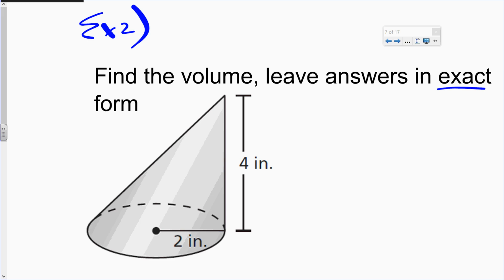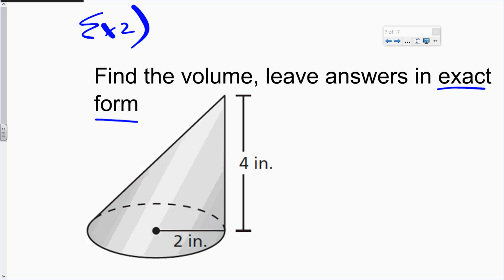So continuing from yesterday's notes, example 2: find the volume, leave answers in exact form. I went over what exact form was yesterday. We're going to do that right now again. Exact form. So this is example 2.